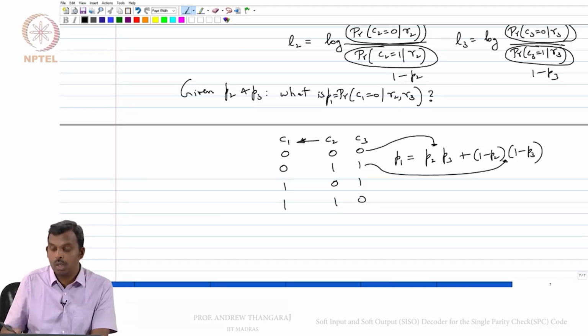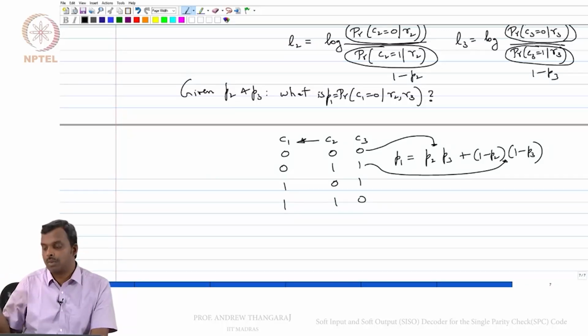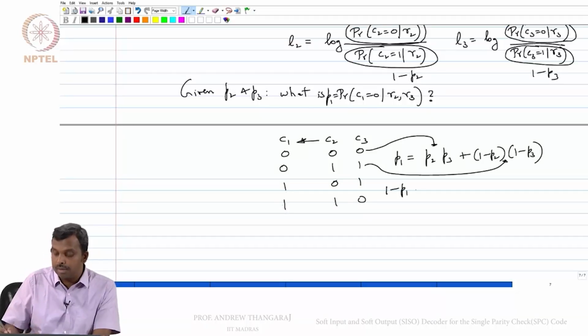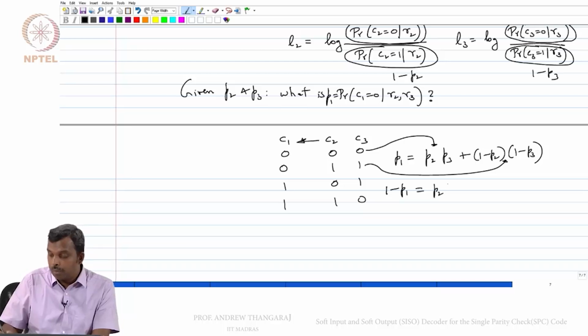Okay. So, how do I know what C1 is? C1 is 0 if C2 is 0, C3 is 0, that is P2 times P3. C2 is 1, C3 is 1, which is 1 minus P2 times 1 minus P3. The same way you can also write 1 minus P1, which is the probability of C1 is 1, and that will be P2 into 1 minus P3 plus 1 minus P2 into P3.